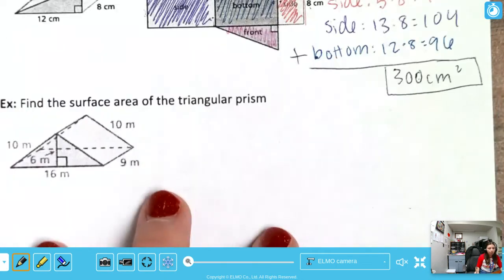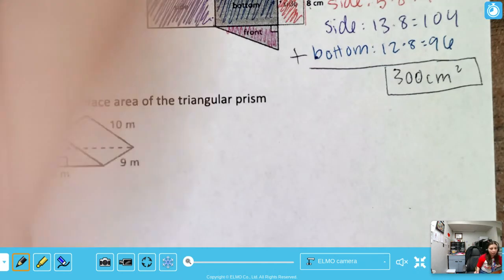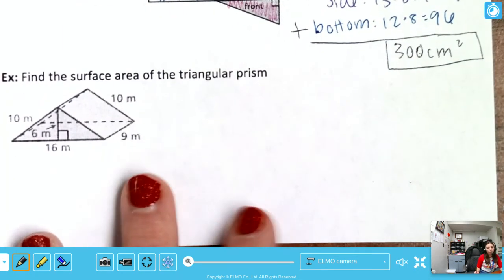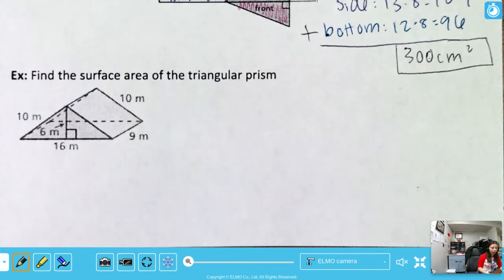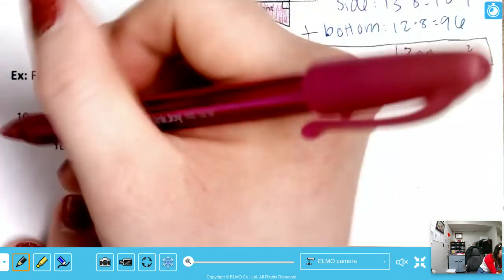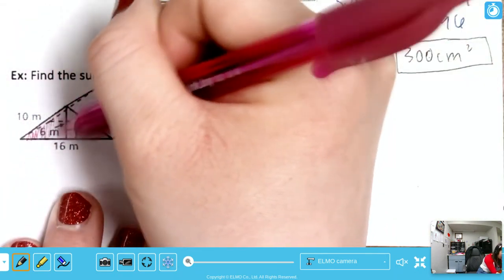Okay, now we're going to go over this very last one here. This is where we're no longer going to have a net. We're just going to be looking at our figure and finding the area of each of the faces without a net. So I picked the one that jumps out at me first, which is the front. So I'm going to color the front in pink.